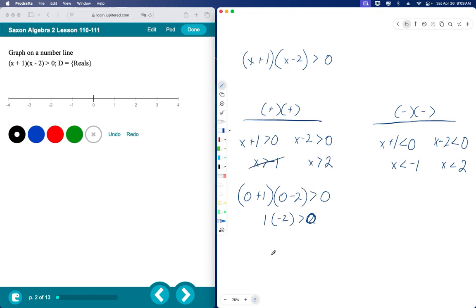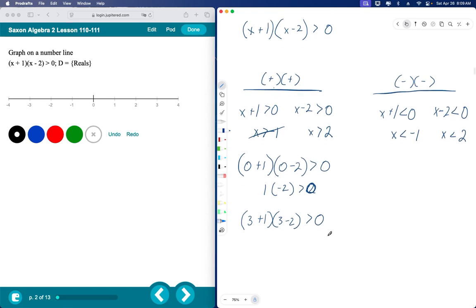So now we have to try this one. X is greater than a positive 2. What's the next number greater than a positive 2? Positive 3. So 3, we're substituting it in for x, 3 plus 1 times 3 minus 2 greater than 0. When we do this part, we're always going back to this equation. It's not about this anymore. It's about this. We're testing it by substituting in a value. All right, so we have 4 times 1, positive 4, that's greater than 0. So this one is true. Now, typically when we do these, if this one's not true, this one is true.